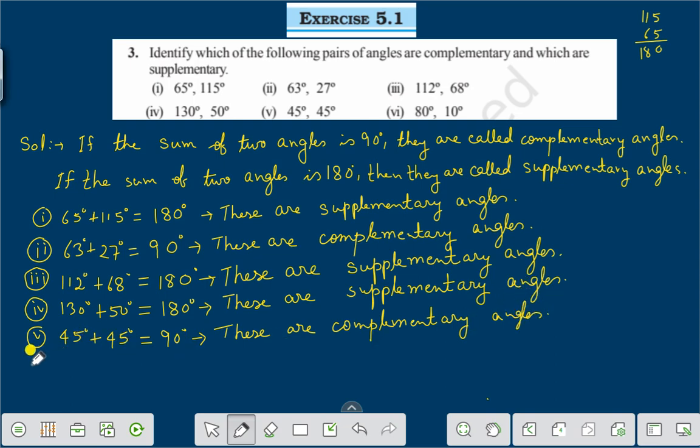Now question number 6. Question number 6 is 80 degrees plus 10 degrees is equal to 90 degrees. Therefore, you can say that these are complementary angles.